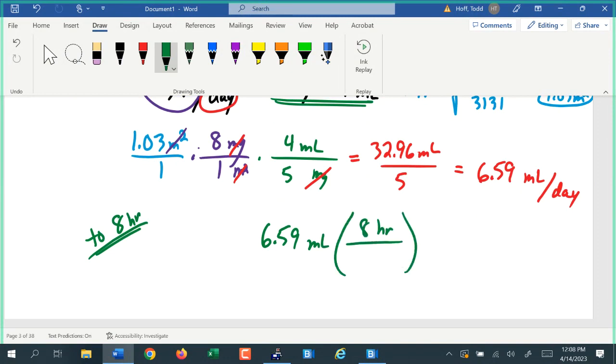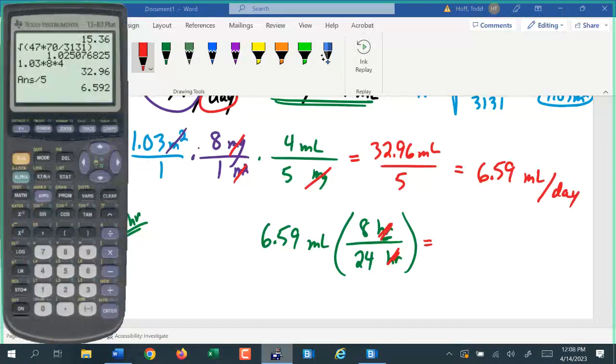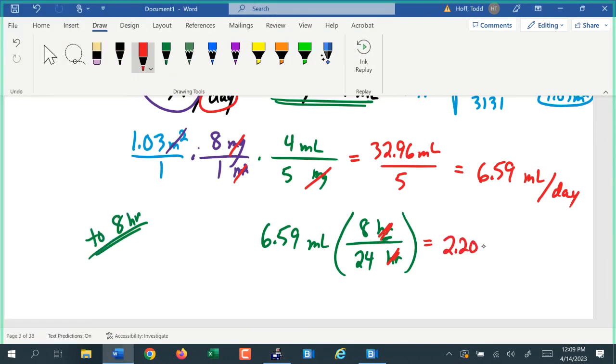So the reason I put that in first is rather than putting 1 day in bottom, remember these units have to be the same, so this has to be in hours. So I'm going to express that as 24 hours. The hours will cancel out. 6.59 times 8 divided by 24 will give us 2.20 milliliters per 8 hours. And again, that is our maximum dosage.